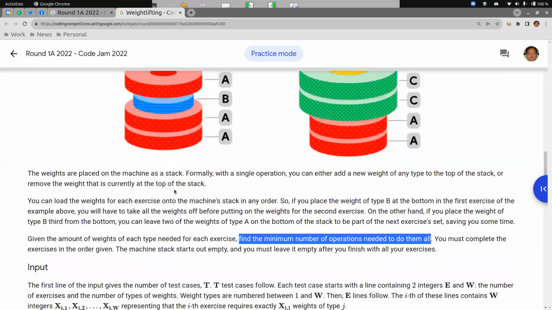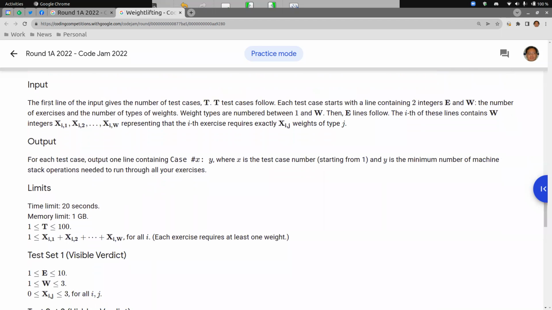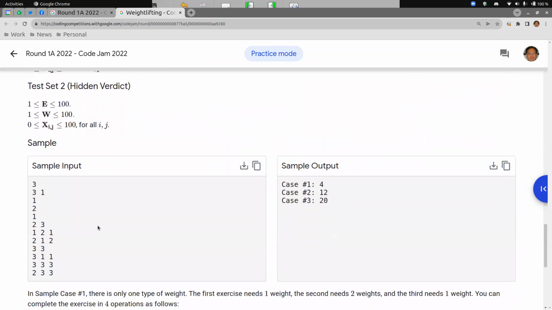Okay. So the first line of the input gives you the number of test cases. Each test case starts with two numbers, E and W. E is the number of exercises and W is the number of types of weights. Weight types are numbered between 1 and W. Then E lines follow. The ith of these lines contains W numbers, representing that the ith exercise requires exactly that many weights of type J.